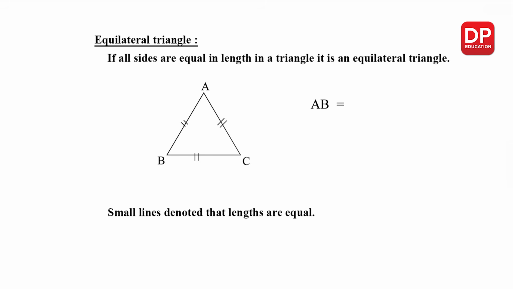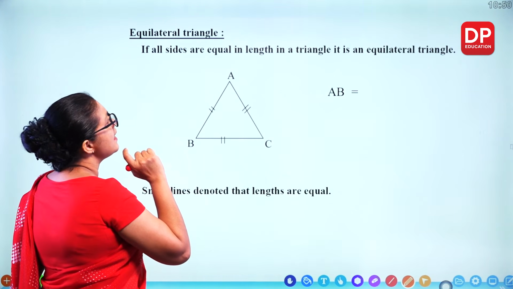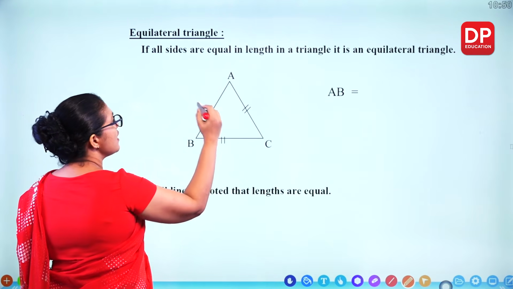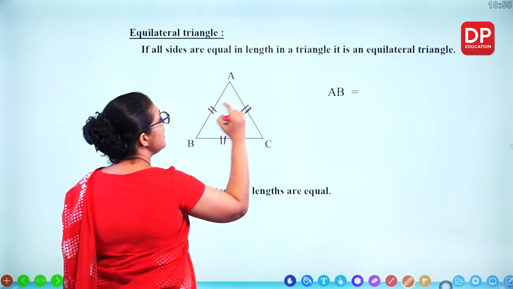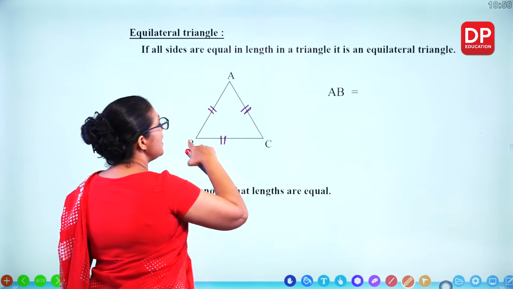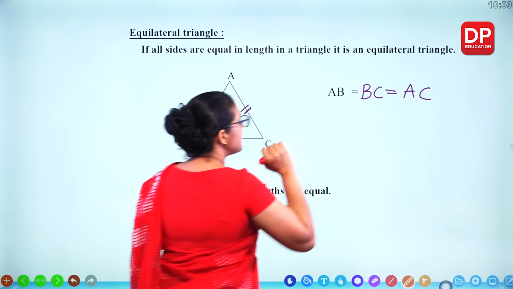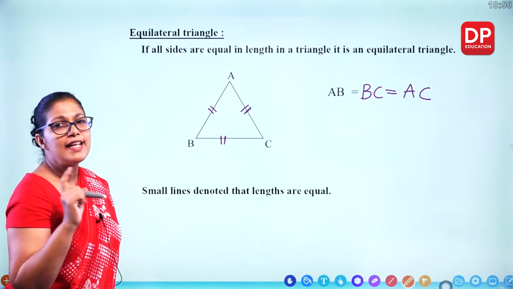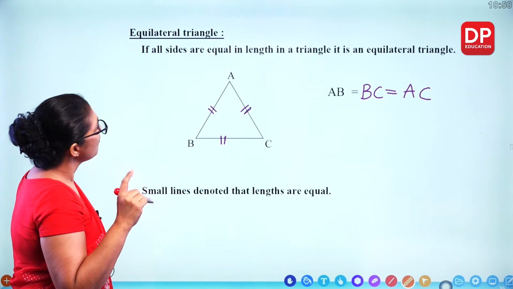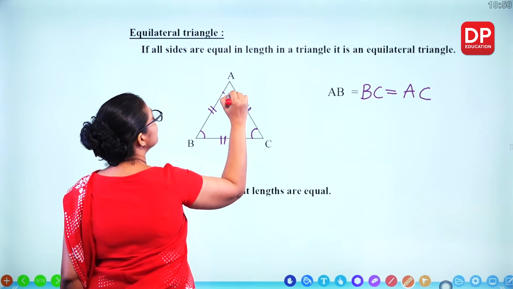Equilateral triangle. Now we'll see what are the types of triangles. If all sides are equal, we can say this is an equilateral triangle. So here, can you identify here 2 lines here? That means equal in length. I can write AB is same as BC is same as AC. All lengths are equal. Small lines denote that lengths are equal. So this is an equilateral triangle. And if you take the angles, all the angles are also equal.